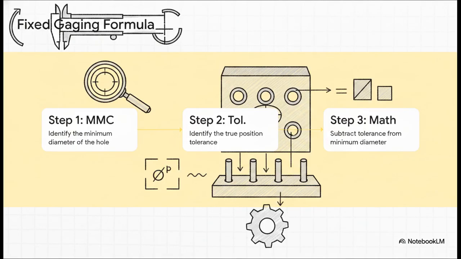If you're designing a functional gauge simulator for an internal hole pattern, the math is incredibly straightforward. Step 1. Identify the minimum diameter of the hole. That's your MMC. Step 2. Identify the true position tolerance from your feature control frame. Step 3. Simply subtract the true position tolerance from the minimum hole diameter. The result is the exact diameter you need to machine your fixed gauge pins. If the part drops onto those pins, your composite internal pattern refinement is absolutely good to go.